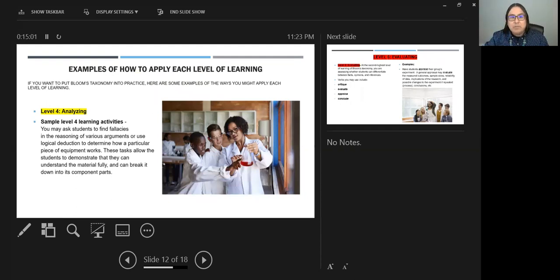The types of activities you can do with analyzing: you can have students find fallacies. You can give them scenarios, break them up into groups, and have them identify what is wrong with the experiment or what makes this problem wrong. You have them justify. They also have to use logical deductions to determine how a particular piece of equipment works. These tasks allow the students to demonstrate that they understand the material fully and can break it down into its component parts. Often we do group projects. We can do Google Slides, or a gallery walk, or a mini poster or large butcher paper. So there are many ways of getting your students to analyze the material.